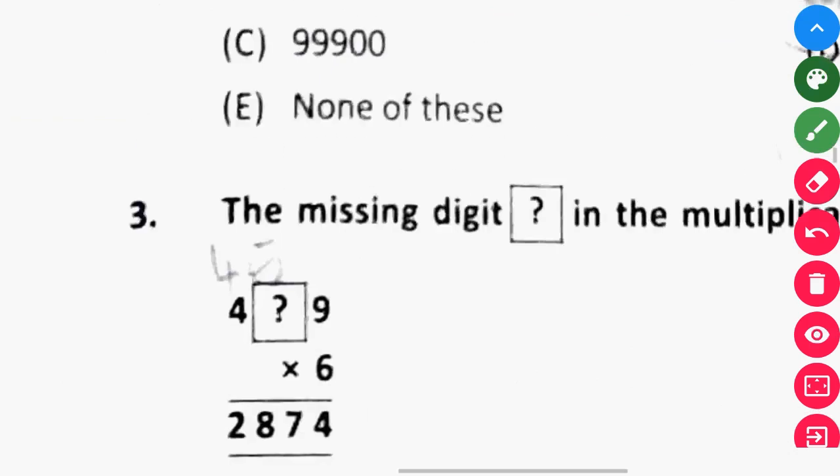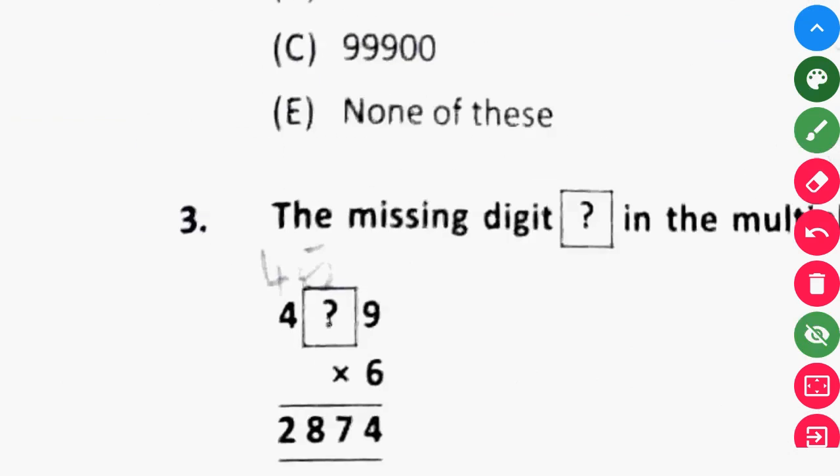Now we have to find the missing digit in the multiplication given below. Now what is our problem? See, 4 something 9 is multiplied with 6 and the answer is 2874. Now multiply. 9 sixes are 54. 4 will be at the unit place, 5 will be carried forward. Now 6 times something, and the carried 5 is added here.